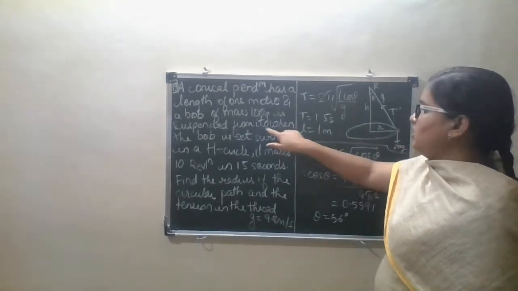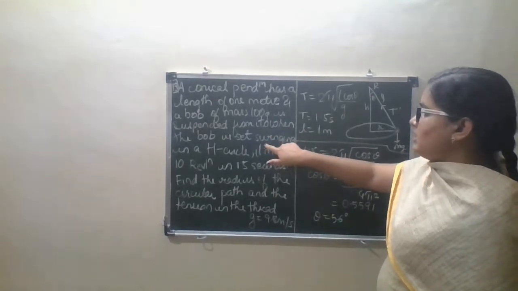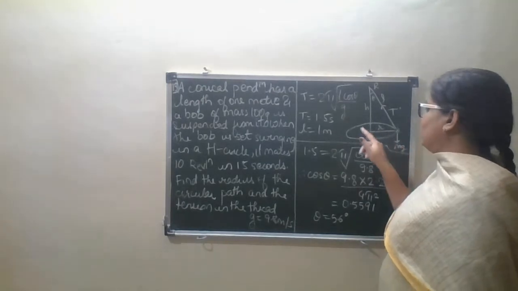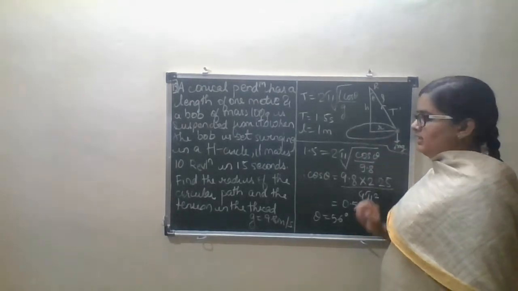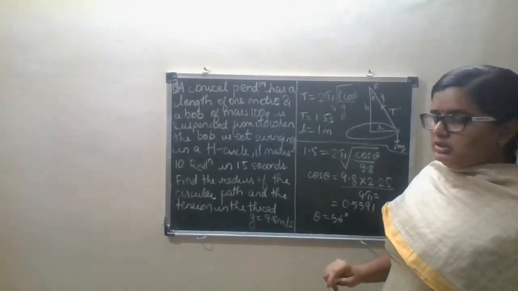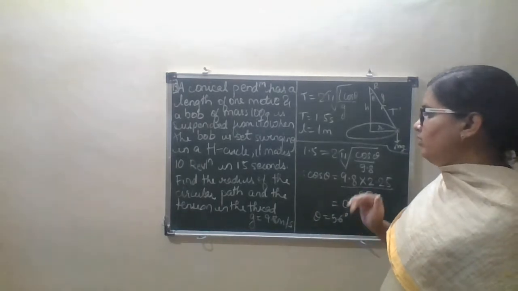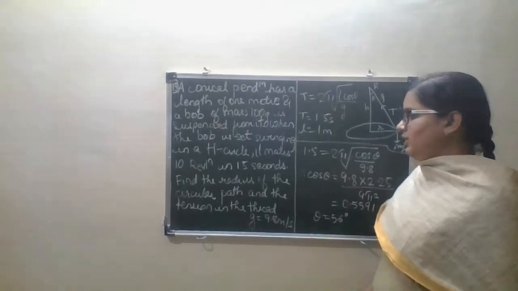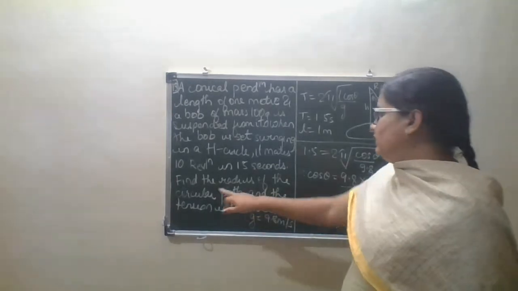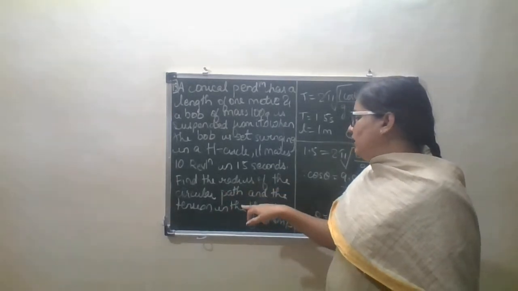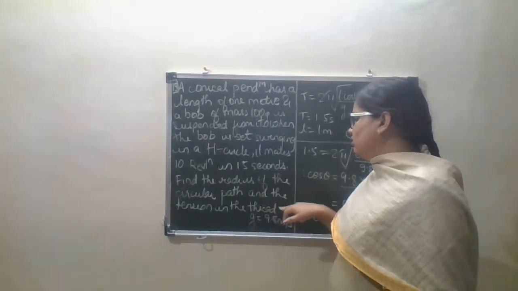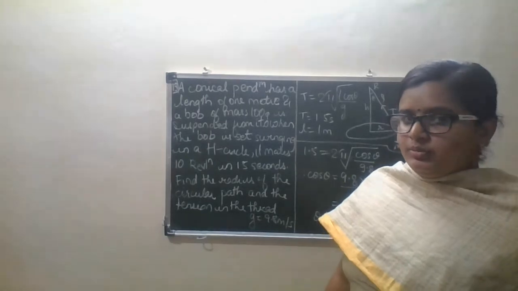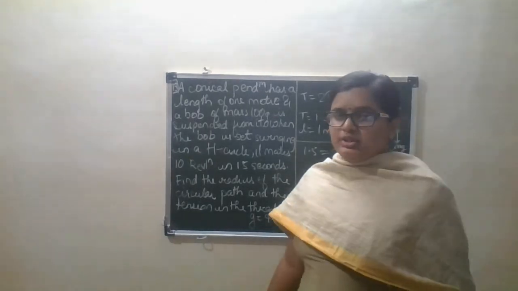When it is set swinging in a horizontal circle, it makes 10 revolutions in 15 seconds. Then what we have to do now is find the radius of the circular path and the tension in the thread. First we have to find the radius and then the tension in the thread.